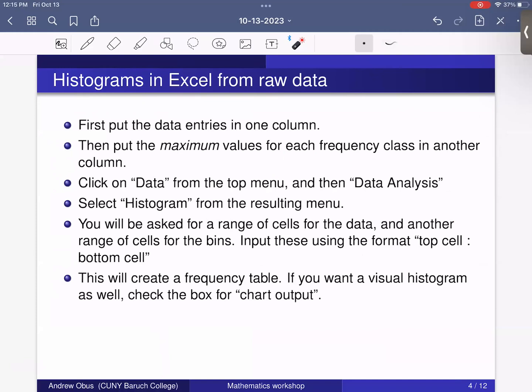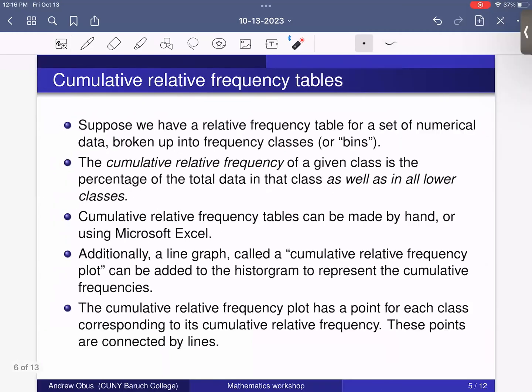Okay, so I want to talk a little bit about cumulative relative frequency tables. And we'll do this again in Excel for our data. So suppose we have a relative frequency table for a set of numerical data, which is broken up into frequency classes, or, as Excel calls them, bins.